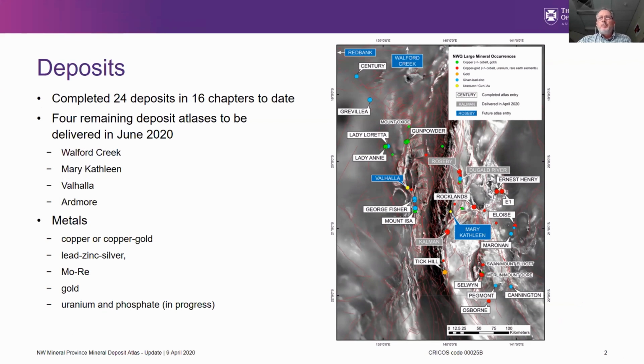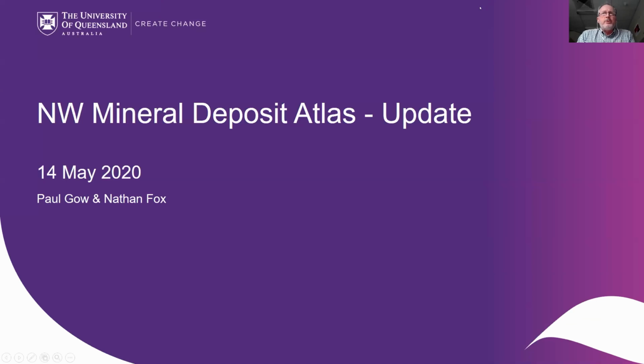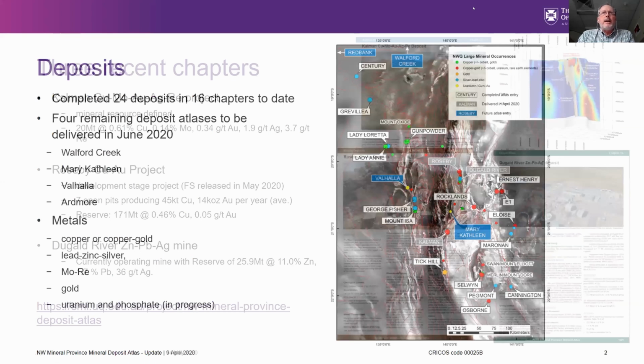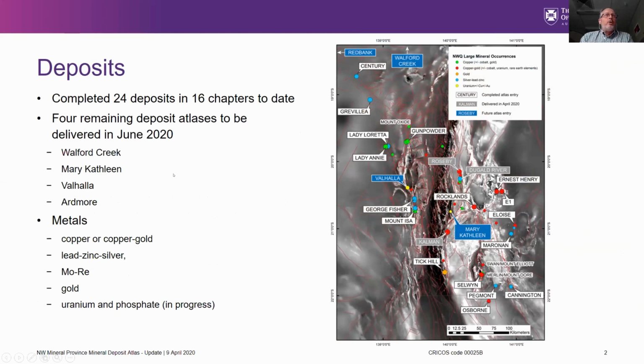Rick touched on this briefly, that we're nearing the end of the program of Northwest Mineral Province atlases. We've now covered 24 of the deposits in 16 chapters, plus an introductory chapter as well. We have 4 remaining deposit atlases to be delivered next month. They're in train. You can see the fair spread of those deposits across the Mount Isa inlier on that map, not only geographically, but also in terms of the commodities that they are hosting. Next, can you pop the next slide up? Thanks, Nathan.